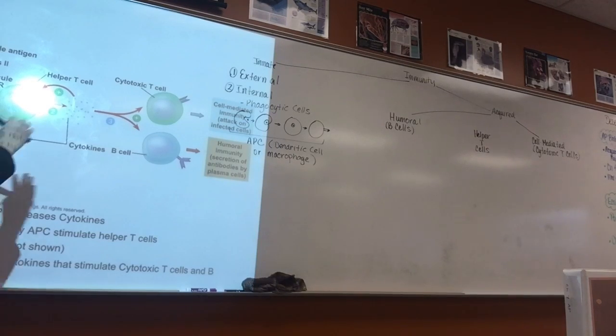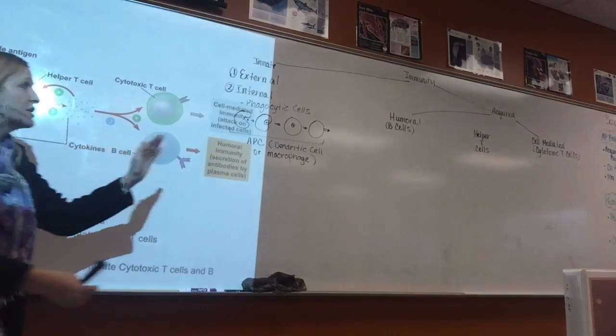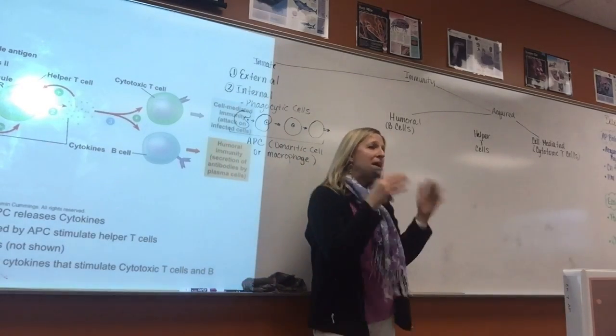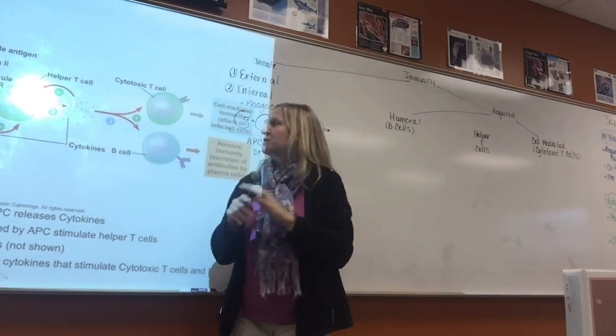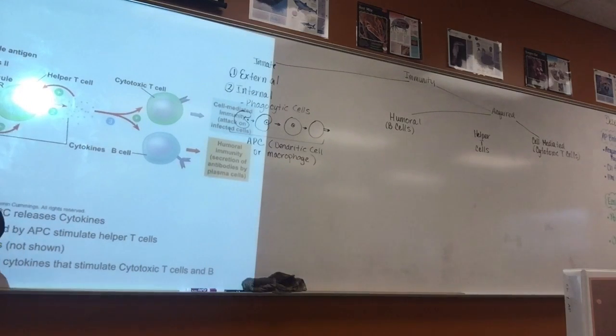Because there are different kinds of helper T cells, just like there are different kinds of B cells. What makes them different is the receptors on the outside. Notice that this helper T cell has a receptor with a complementary shape that matches the antigen that the phagocytic cell is presenting. So these helper T cells bind together.